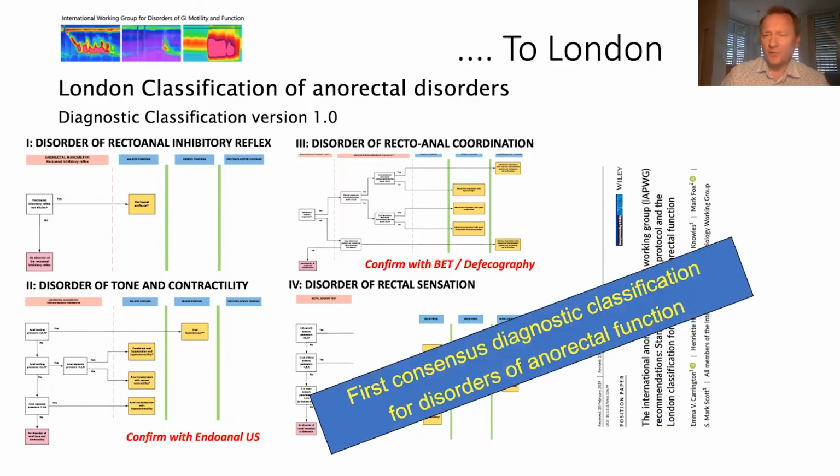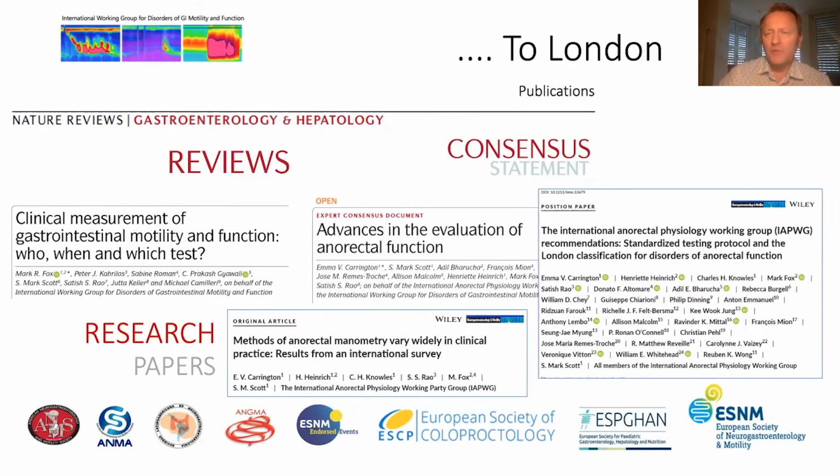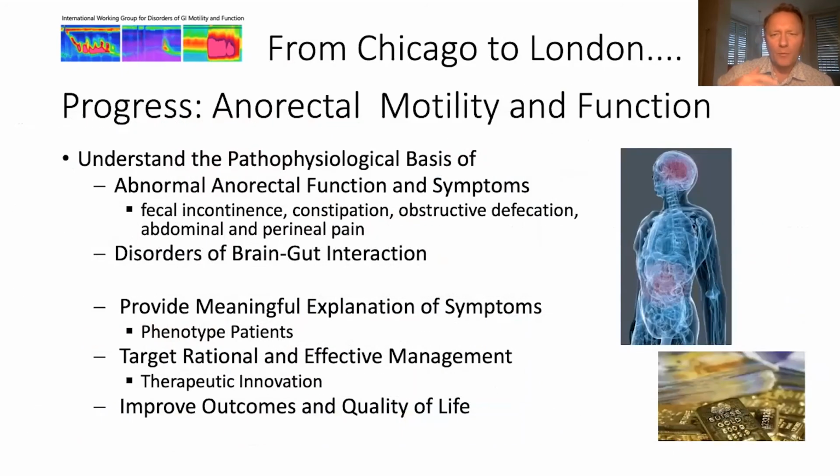But we achieved this. It took 4 years, but we achieved consensus of diagnostic classification for disorders of anorectal function. And unlike the esophageal area and reflux areas, this was the very first time that this had ever been achieved in this field. We've published our work in a series of review articles and consensus statements. And we really feel that we have achieved some progress here, moving from a description of anorectal function to a diagnostic classification, which helps us understand the underlying causes of constipation, incontinence, obstructive defecation, that does indeed provide a meaningful explanation of symptoms and may help us target rational and effective management.